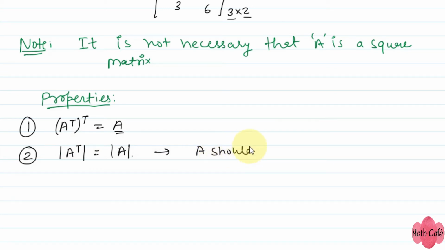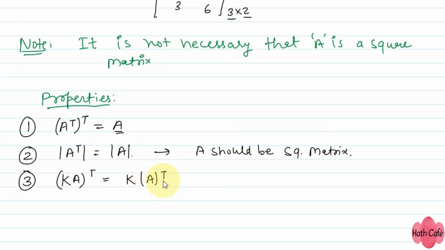In this case A should be a square matrix, as we already know that we obtain determinant value for only square matrices. Let's see the third point: if it is written kA and we need to take the transpose of this value, then we can write it as k times A transpose.